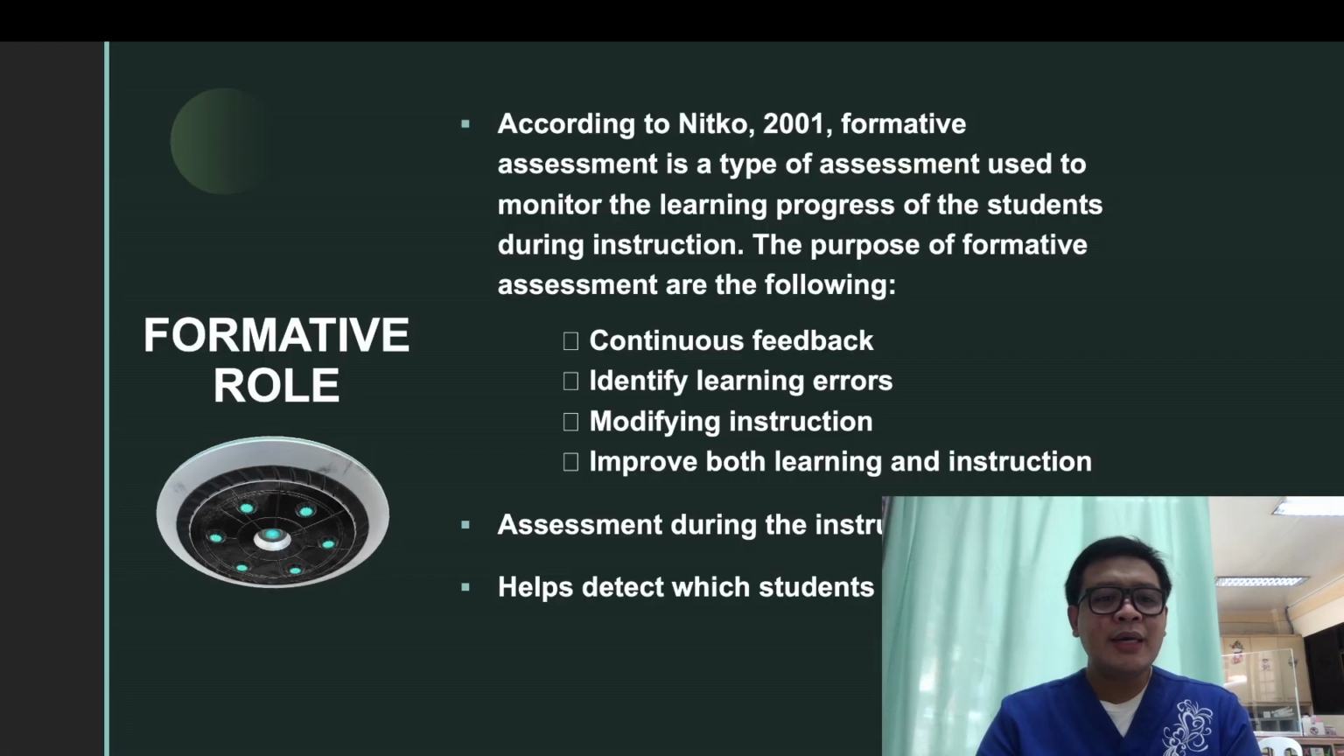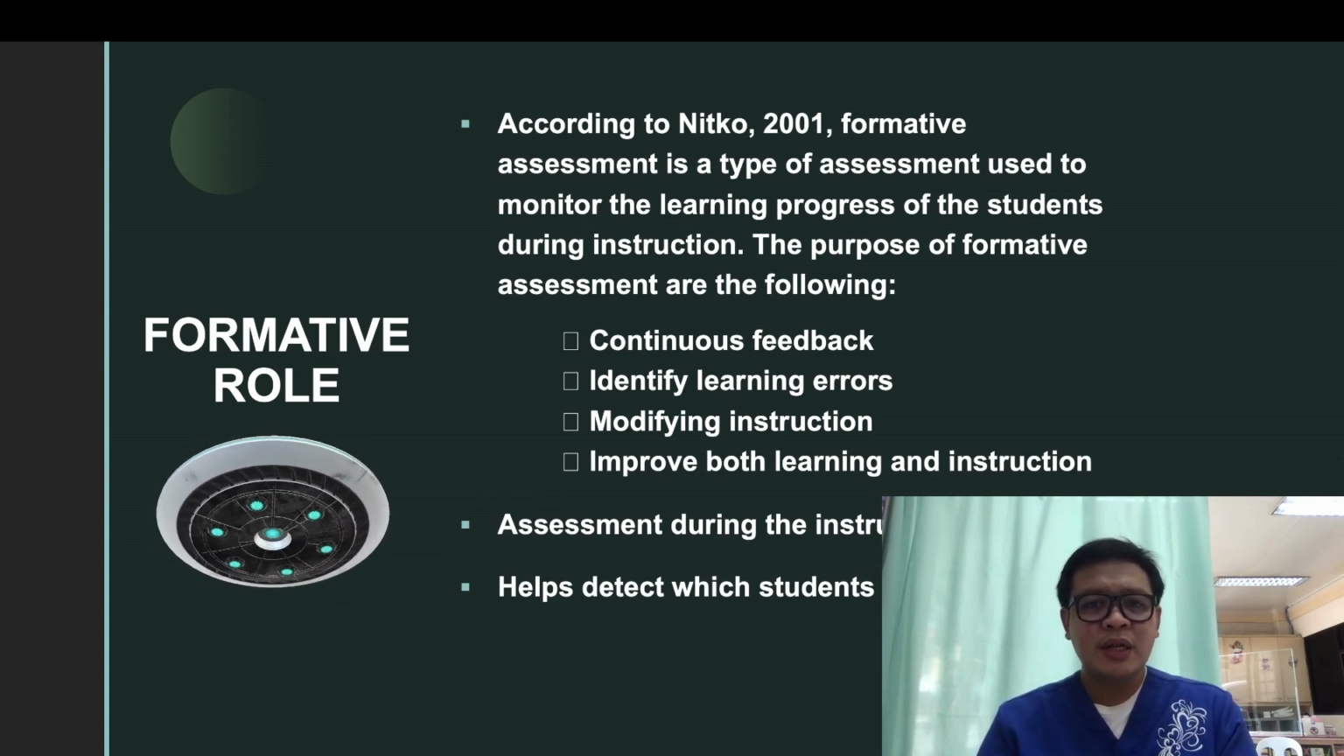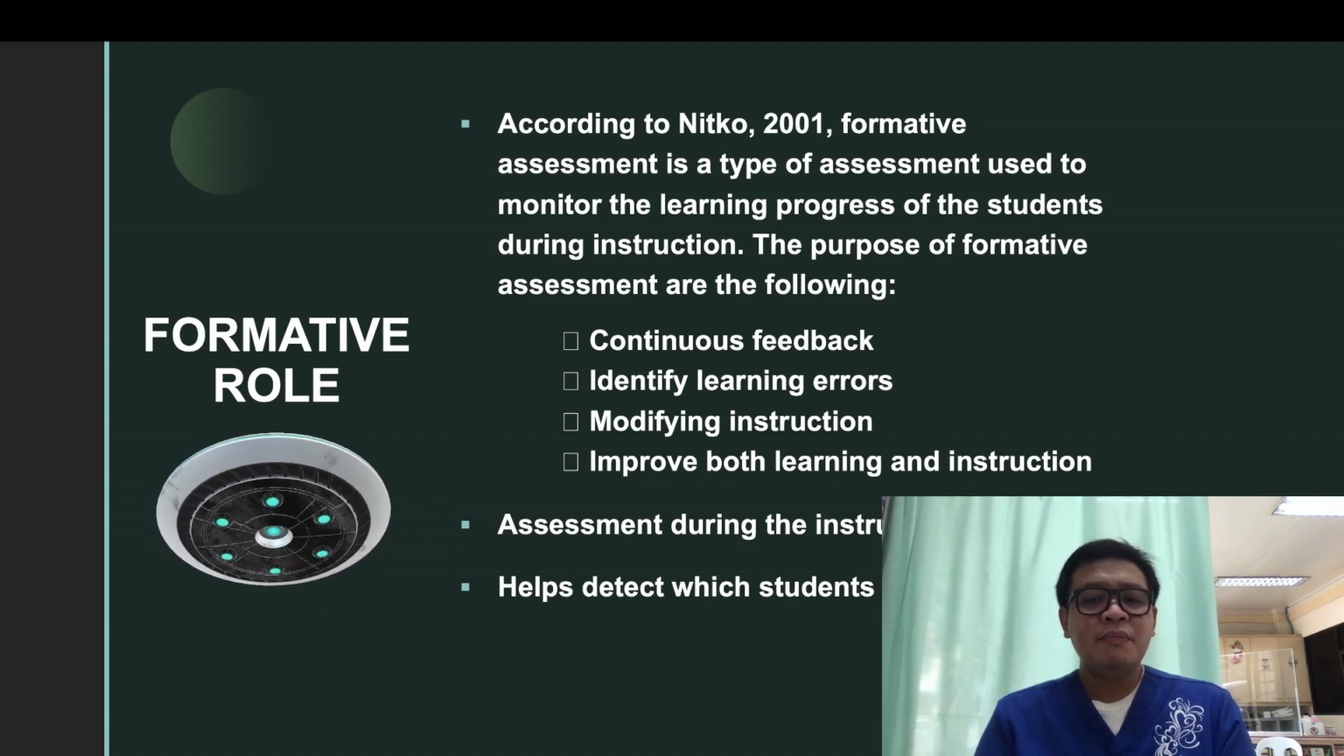The next one is the formative role. According to NITKO, formative assessment is a type of assessment used to monitor the learning progress of students during instruction. And the main purpose of formative assessment is classified into four. The first is continuous feedback. The second is identify learning errors. The third is modifying instruction. And the fourth improves both learning and instruction.